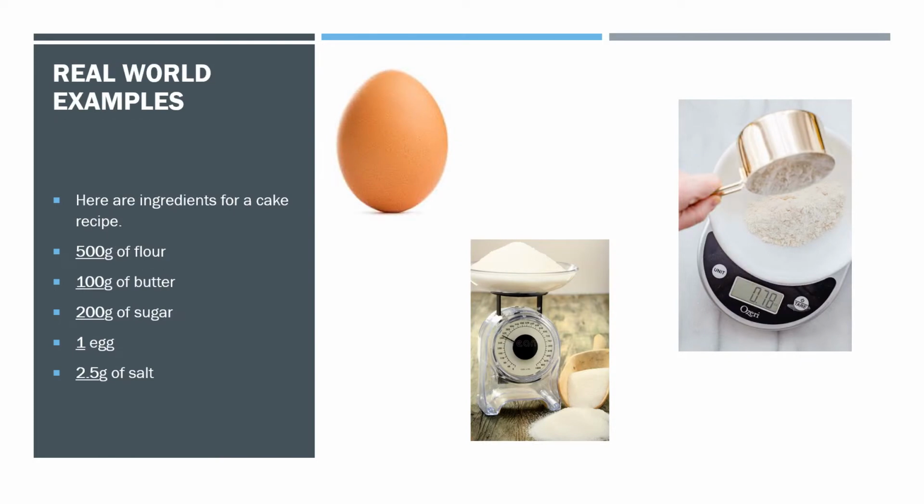An example of real numbers is measuring the amount of ingredients for a recipe. Let's say you want to bake a cake. Following this cake recipe, you can weigh out 500 grams of flour, 100 grams of butter, 200 grams of sugar, and 2.5 grams of salt. And of course, you can count the one egg.